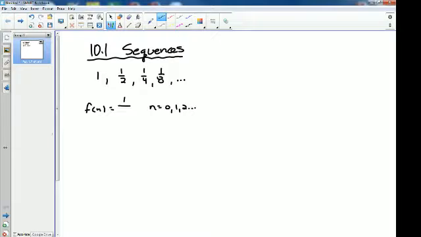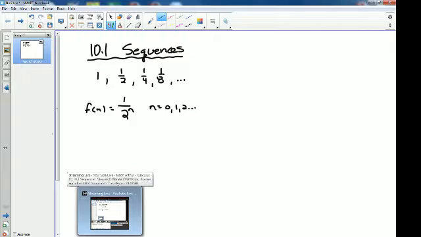If I said 2, 4, 8, 16, 32, those are what? Powers of 2. Right. 2 to the 0 is 1, so 1 over 1. 2 to the 1 is 2, so 1 over 2. 2 squared is 4. 2 cubed is 8. Right, so we've just defined a sequence with the formula.